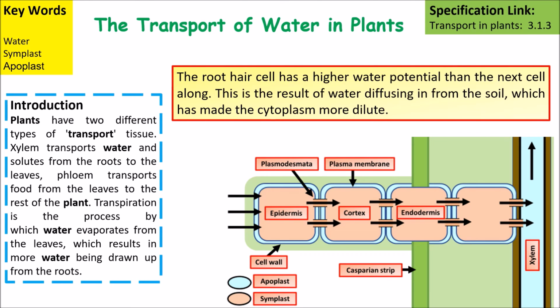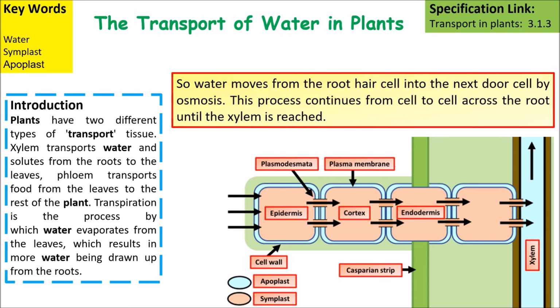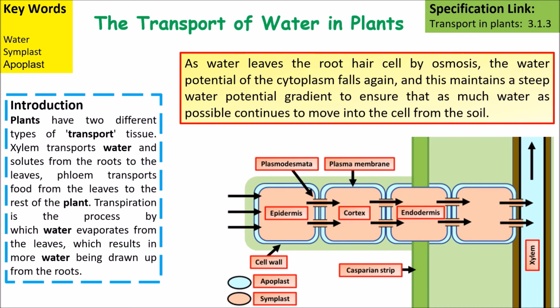So the root hair cell has a higher water potential than the next cell along. This is a result of the water diffusing into it from the soil. So water moves from the root hair cell into the one next door by osmosis. This process continues until the xylem is reached. As water leaves the root hair cell by osmosis, the water potential of the cytoplasm falls again, and this maintains a steep water potential gradient to ensure that as much water as possible continues to move into the cell from the soil.